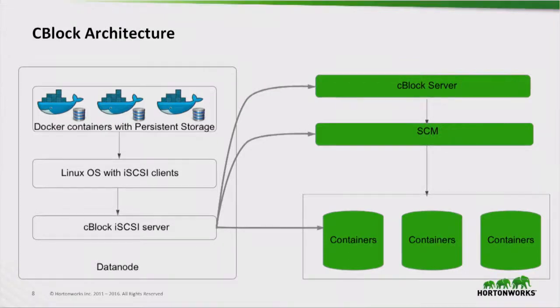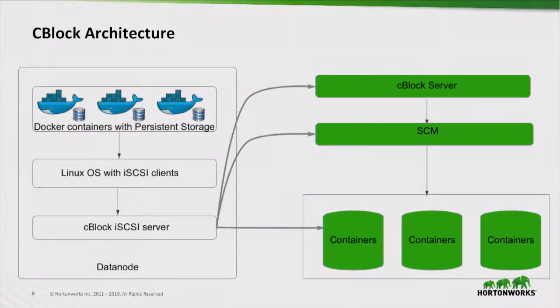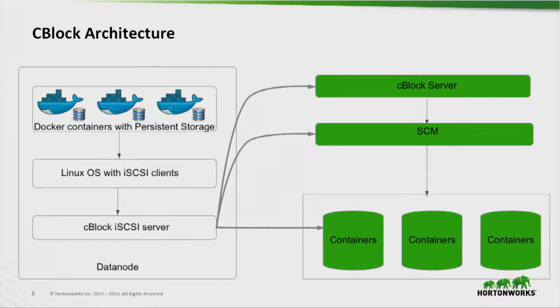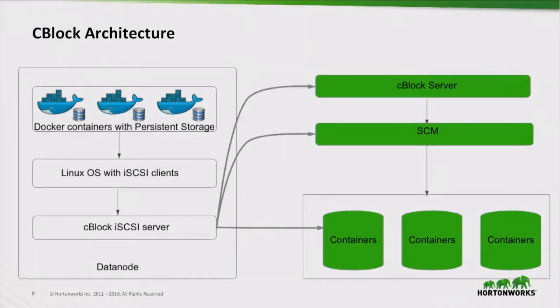It is built on top of the JSCSI project so that it talks to both the SCM and the CBlock server. So when the CBlock iSCSI server starts, it first talks to the CBlock server to get the address information and the container information. Once that is determined, we directly talk to the SCM to access the corresponding block information based on the map from the CBlock block space to the SCM container space.